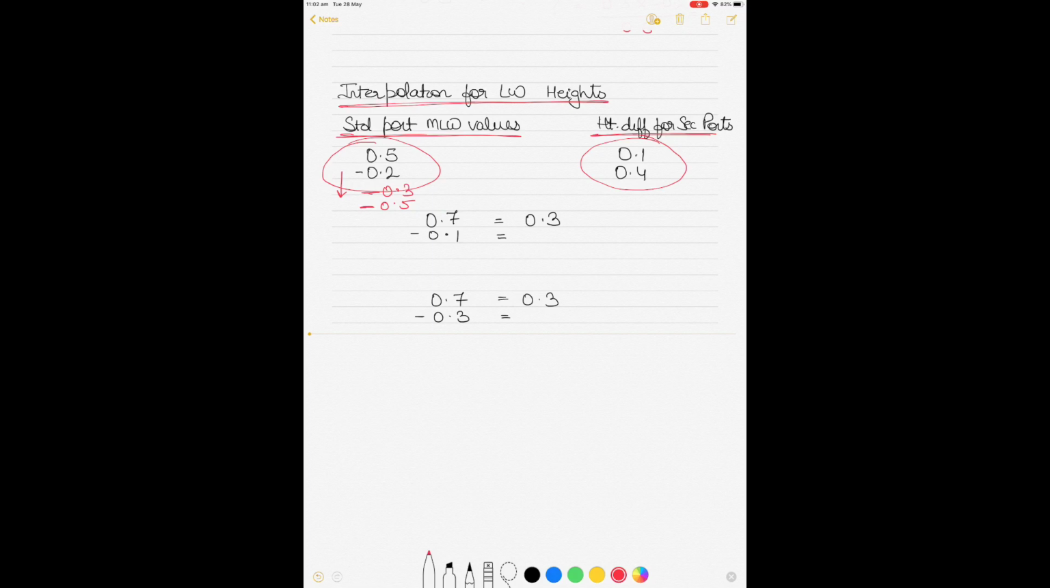So now these values are showing us that going from minus 0.2 to 0.5 gives us a difference of 0.7.